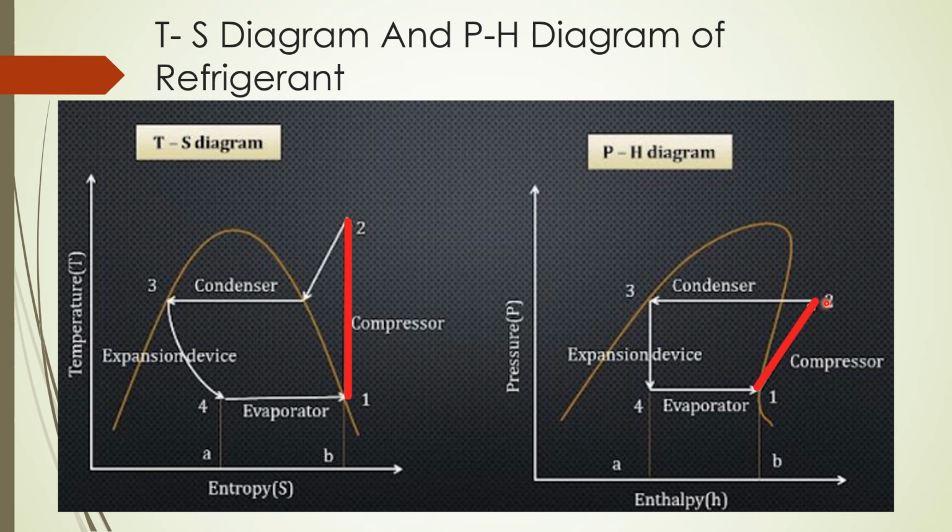Refrigerant enters the compressor as dry saturated vapor. So the dry saturated state end point lies on the saturated line. After isentropic compression, the refrigerant becomes a superheated state. This is called superheated vapor.